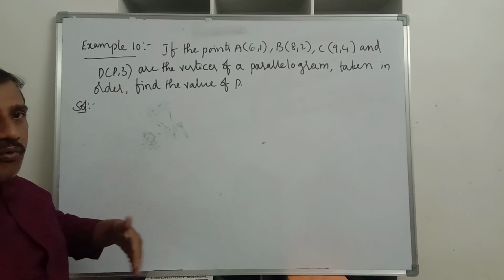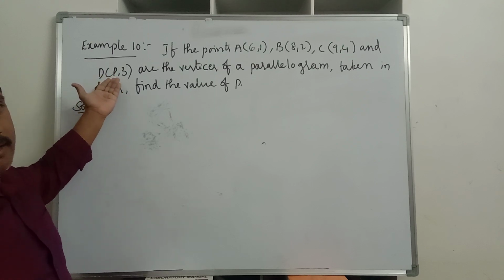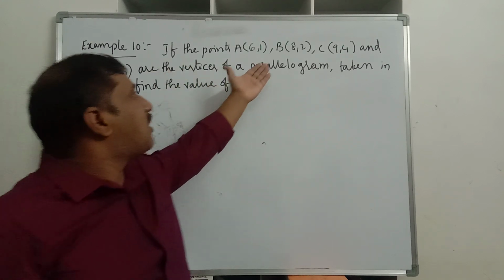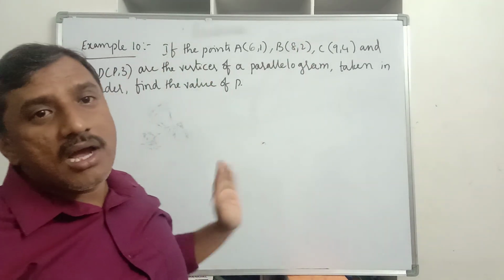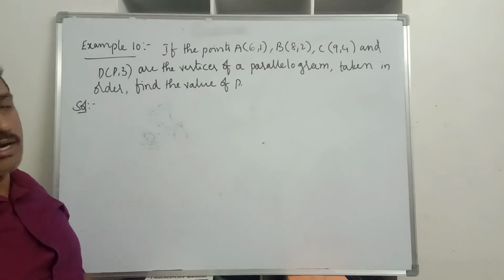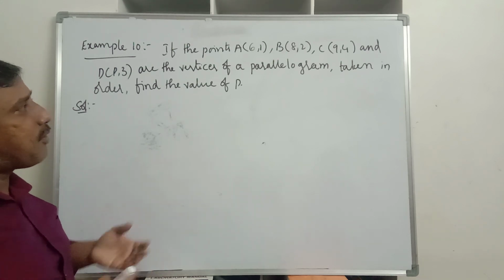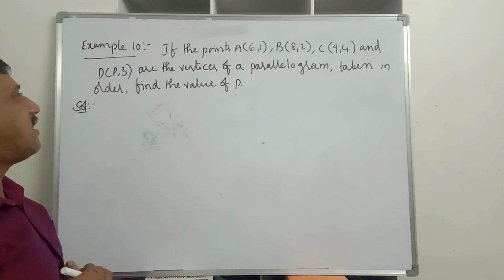Even they can move in still deeper. Here they gave you only one variable, so they may give you one more variable. Instead of (8, 2) they will give you (8, q). Then find the value of p, and q also will be asked. But here you should use the properties of parallelogram and coordinate geometry.